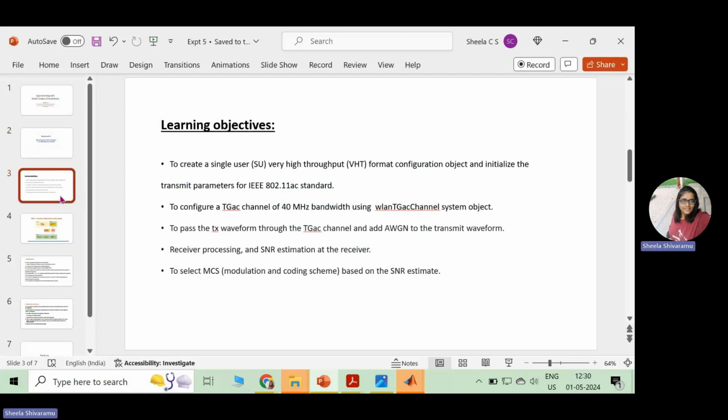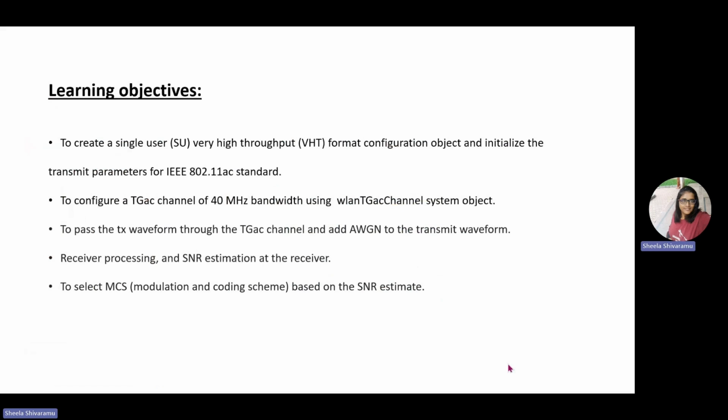The learning objectives include creating a single user SU high throughput format configuration object and initializing the transmit parameters of the 11ac standard. 11ac is also called Wi-Fi 5, the predecessor of 11ax. 11ax, we know, is called high efficiency, or HE in short. Likewise, the 11ac standard is called VHT, that is very high throughput.